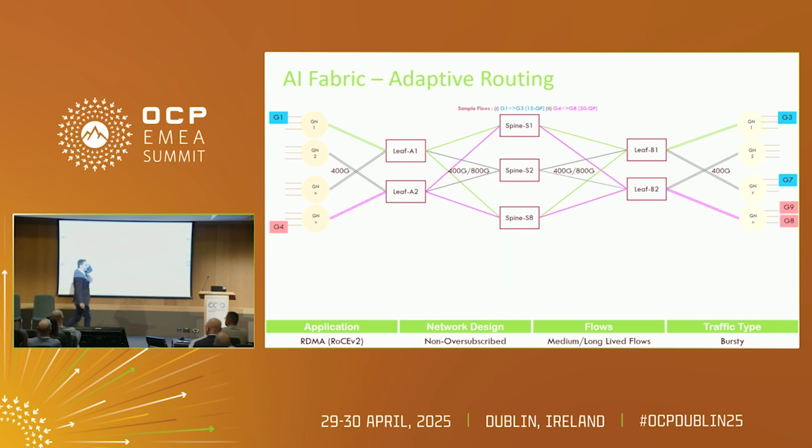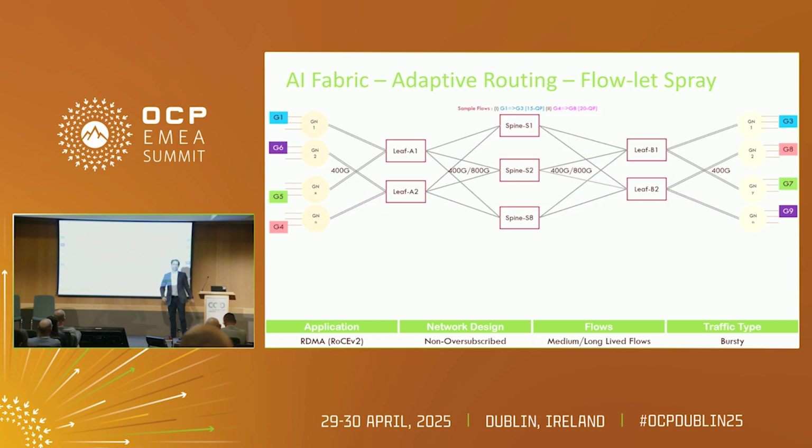Last point, adaptive routing. Adaptive routing works in 2 ways. You can do packet spraying with adaptive routing, but what is the challenge with packet spraying? Reordering. On the receiver side, you will need to do reordering. Some customers are using it. Some megascalers use it. They have NICs which can do it. Okay, the option I'm showing here is what we call Flowlet spray.